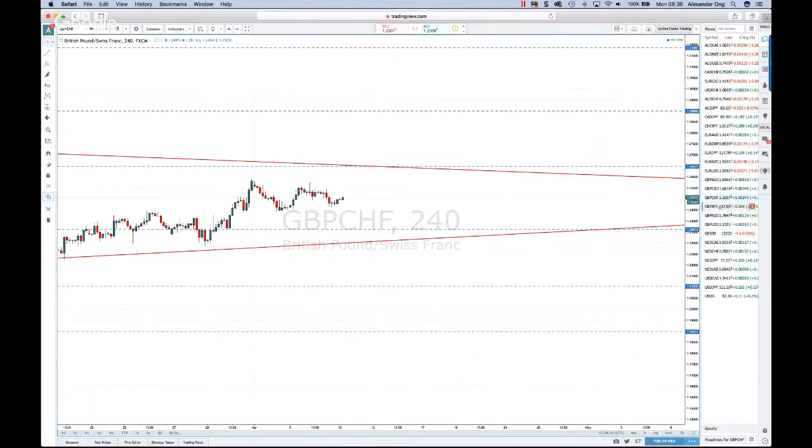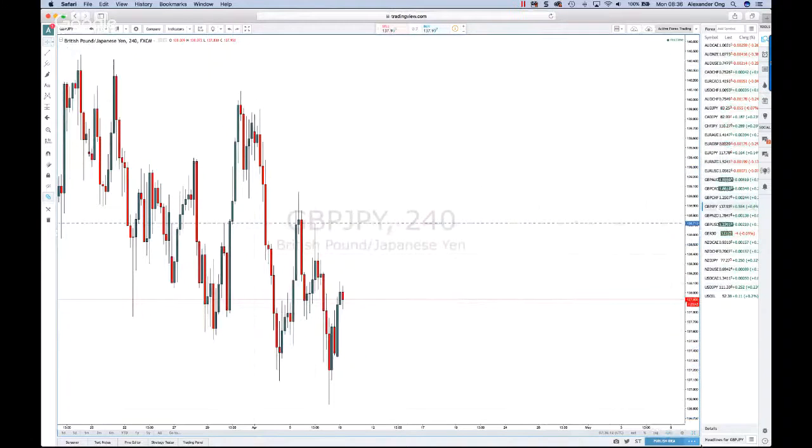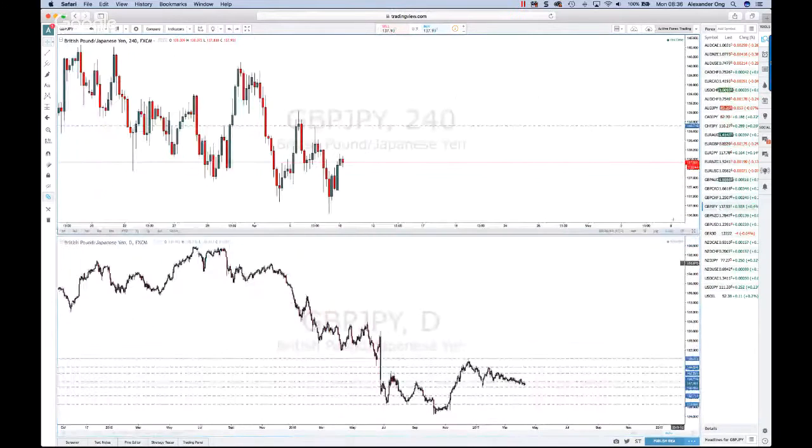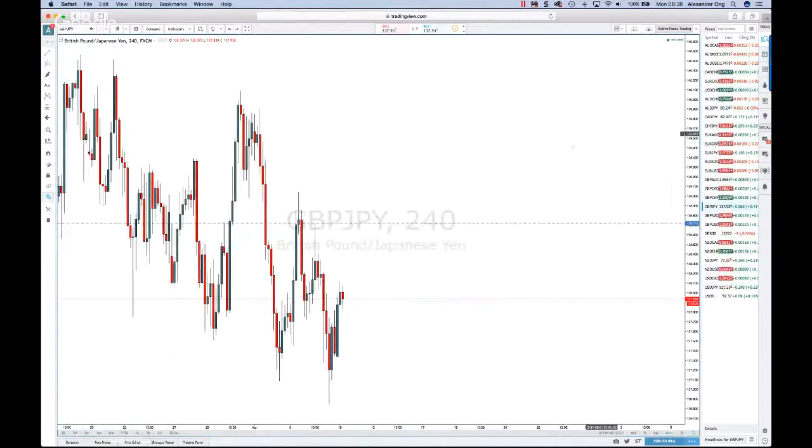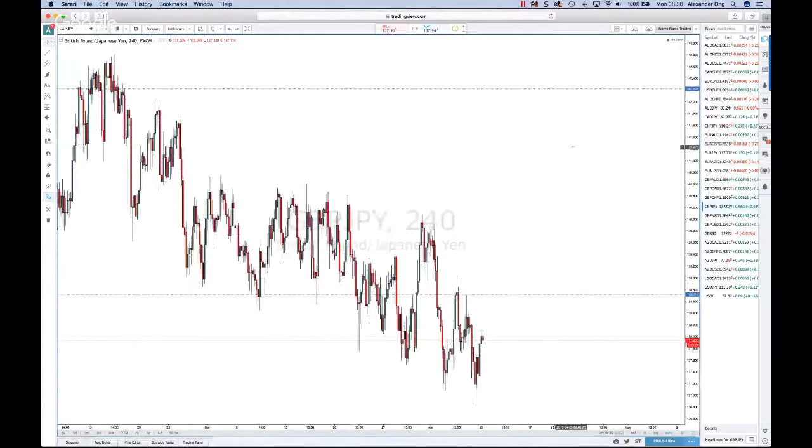Okay, moving on. Pound yen. Pound yen, this one's been a bit of a toughie. Because ultimately we think after a momentum move like that, you get some sort of move to the upside. It doesn't just go like that and then all the way back down. But we've been waiting for that opportunity, and it hasn't been forthcoming as of yet.